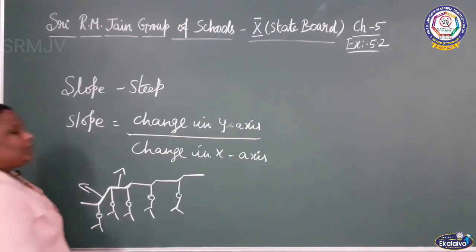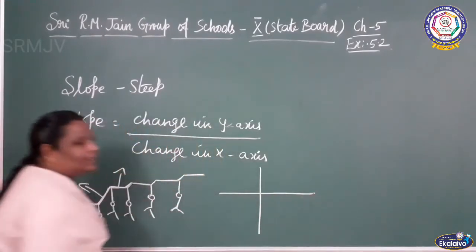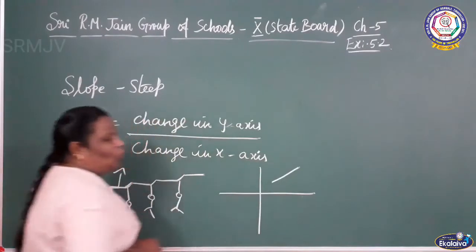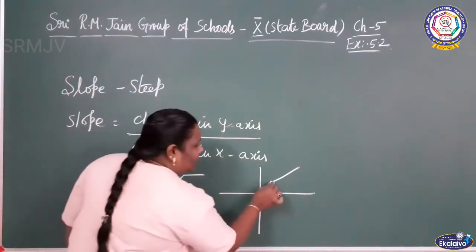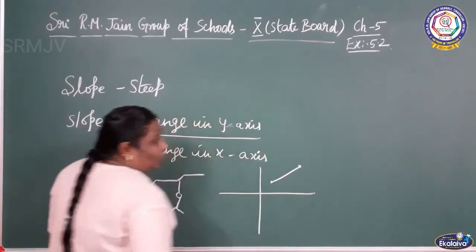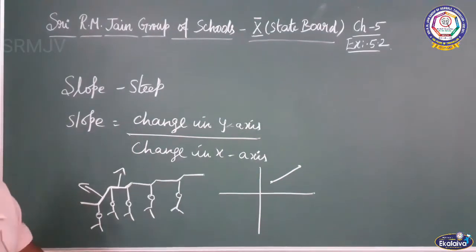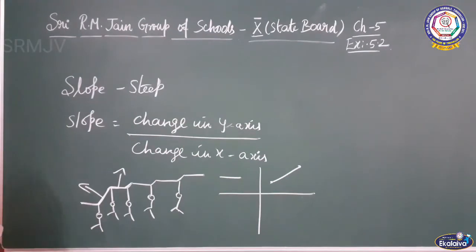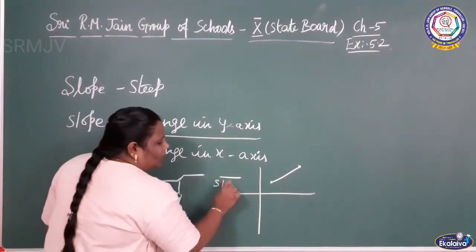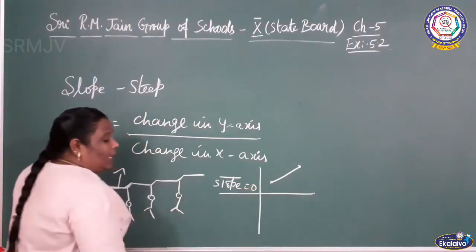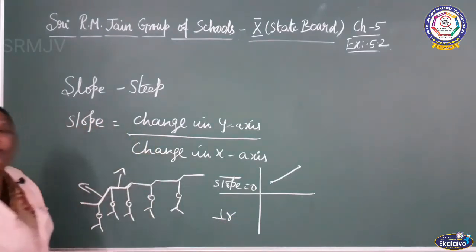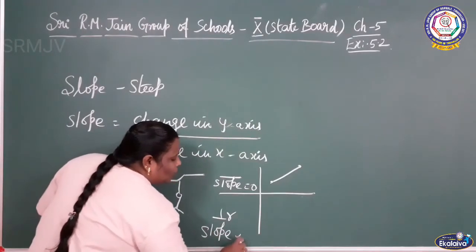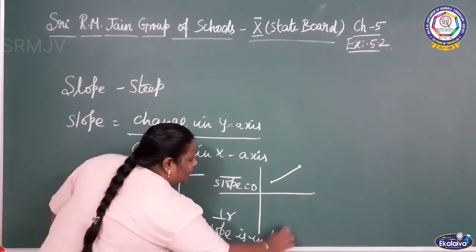Okay, so if you see the axes, x-axis and y-axis, this is a slope. This is one point and this is another point, both in the positive direction. If the line is parallel to the x-axis, the slope is 0. If it is perpendicular, the slope is undefined.